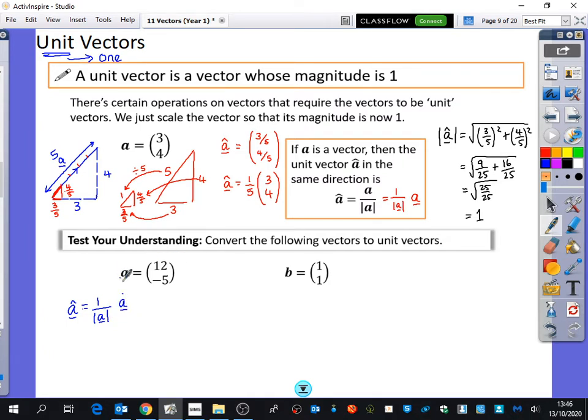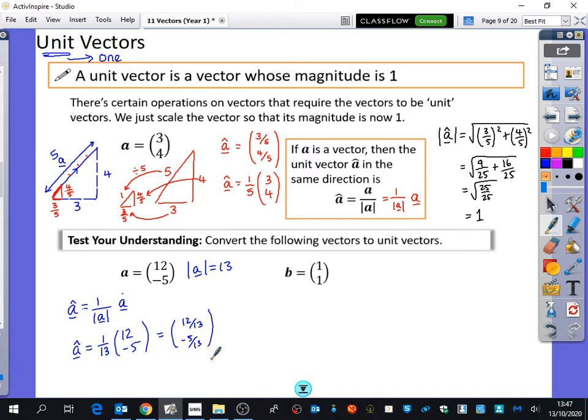So I need to know what the magnitude of this vector is. 13. It's a 5, 12, 13. So my unit vector is simply going to be 1 over 13, (12, -5). And you could have written your answer like that, or alternatively, you could have written 12 over 13, minus 5 over 13. Either of these answers would be correct.